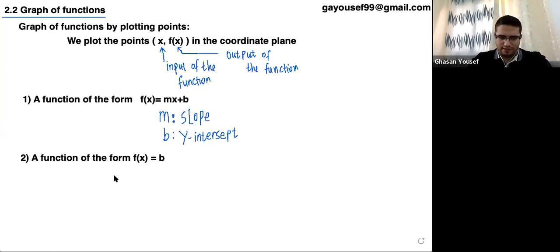If I want to give you an example for this, f of x equals 3 or f of x equals 4. When I plug any number like 0, it gives me 4. When I plug the 1, it will give me 4. And when I plug any negative number, it will give me the same number, 4. That's why it's called a constant function, and the graph of this function is a horizontal line. So a function of the form f of x equals b is called a constant function.